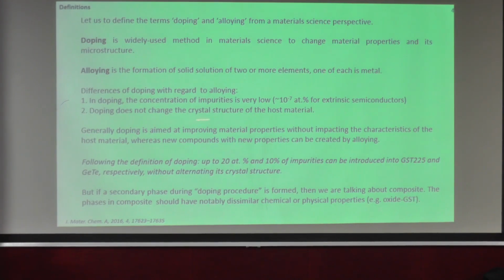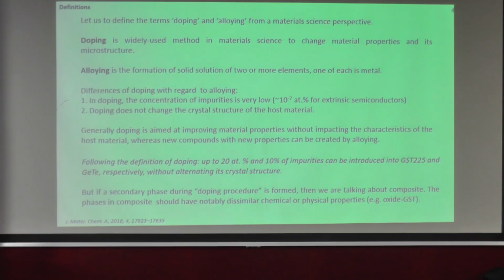Now let us consider the difference between doping and alloying, because in the literature it's always mixed. Doping is when you have introduced impurities to your material in a very low concentration range, like 10 to the -7 atomic percent. It's very low, and it's used in the semiconductor industry. Then we are talking about doping. And the second criterion is that the doping does not change the crystal structure of the host material. These are the two criteria to define doping.